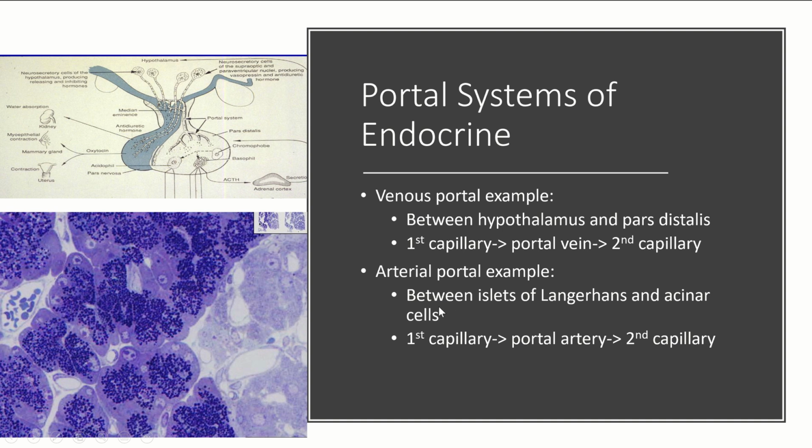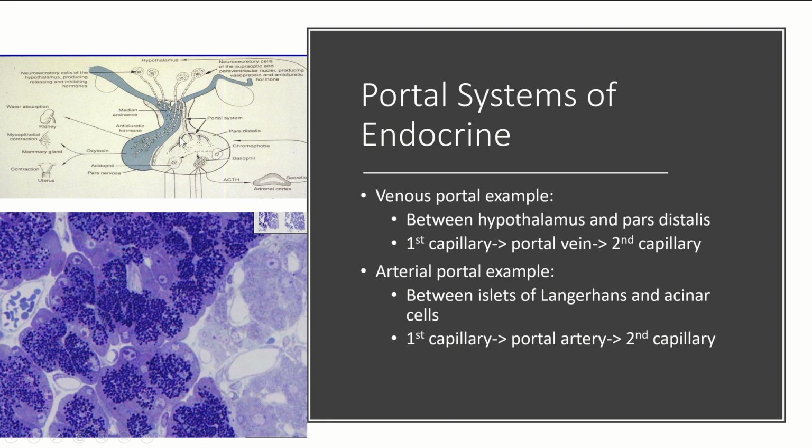The other example we're going to learn about is in the pancreas, between the islets of Langerhans, that's our insulin glucagon cells, and the acinar cells within the pancreas. So here's our islet of Langerhans, and here we're going to make our insulin and glucagon, and then it's going to be dropped off in that first capillary, go through a portal artery, and then be dropped off in this capillary bed to tell these guys, hey, we are either in the fed state, so we need to produce digestive enzymes to break down that glucose in our digestive system, or hey, we are in the fasted state, so we need to not produce digestive enzymes.